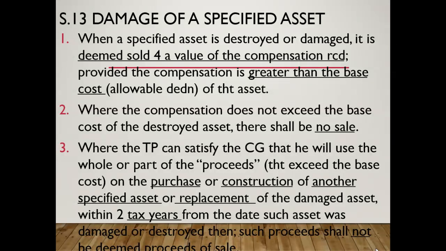We deem that there is a disposal. Let's say your asset is destroyed in a fire or in a cyclone, and the insurance pays you something. So we say it is a deemed disposal. Zimra will say you actually have disposed of something. But the question is, at what value? And the value will be the compensation received. But in the case that the compensation received is actually less than the base cost, let's remember the base cost. The base cost is not just the cost of the asset.